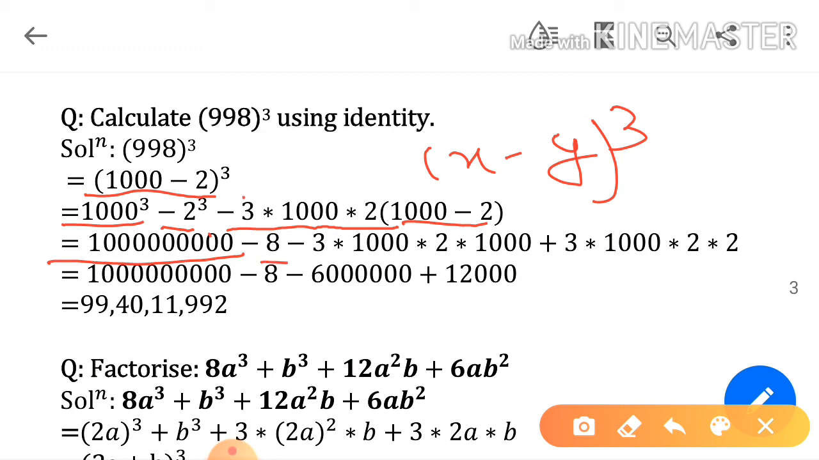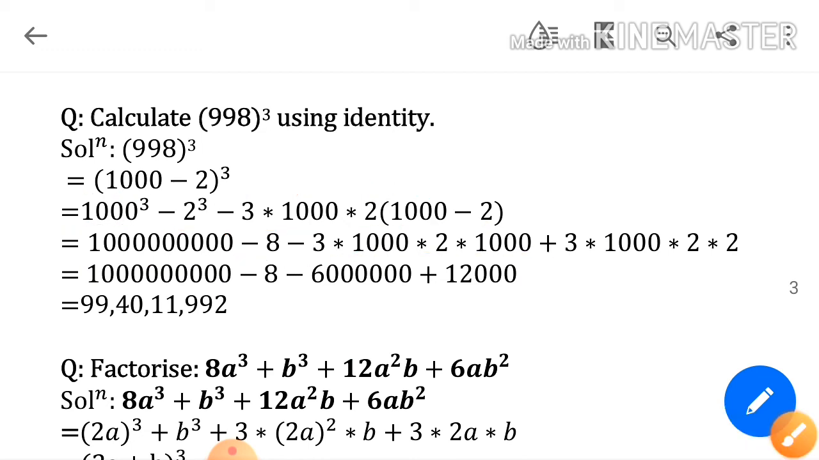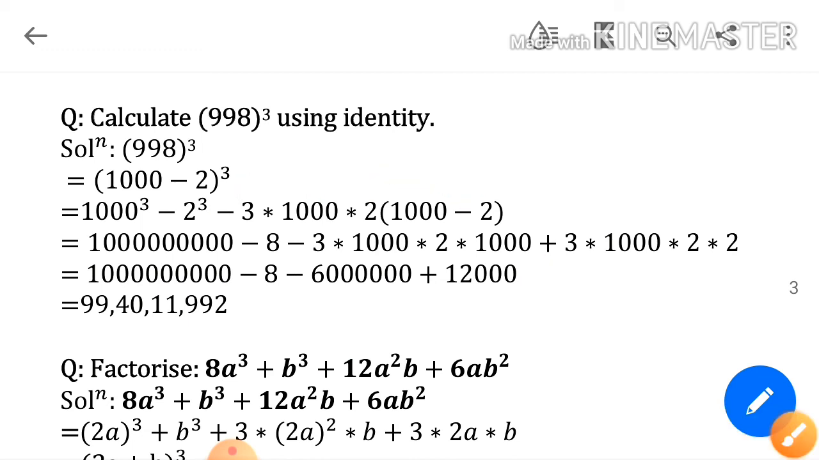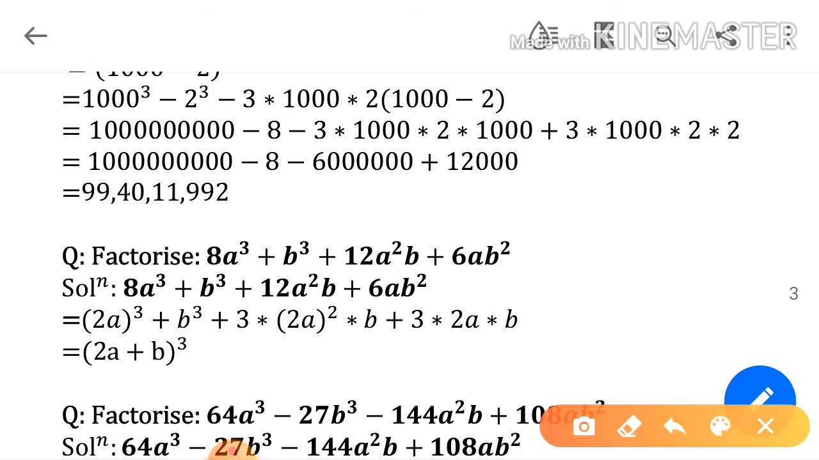Now 3 into 1000 into 2 into 1000, I have written here. Thereafter 3 into 1000 into 2 into −2, I have written there. Plus is coming because there is minus and there is minus. Now after calculating, we have finished with this term. The result is this.